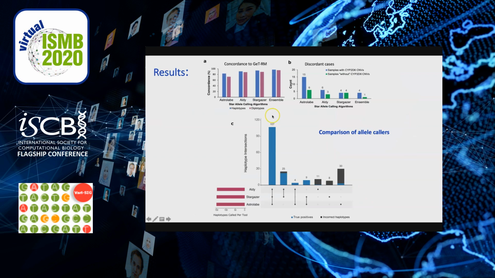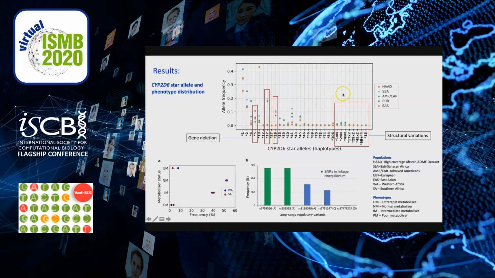From the results, we see that Aldy and Stargazer perform much better than Astrolabe in calling CYP2D6 star alleles, and this is because they are better at calling alleles in samples with CYP2D6 structural variants. We also see that using the ensemble genotyping approach is much better than using either tool alone.